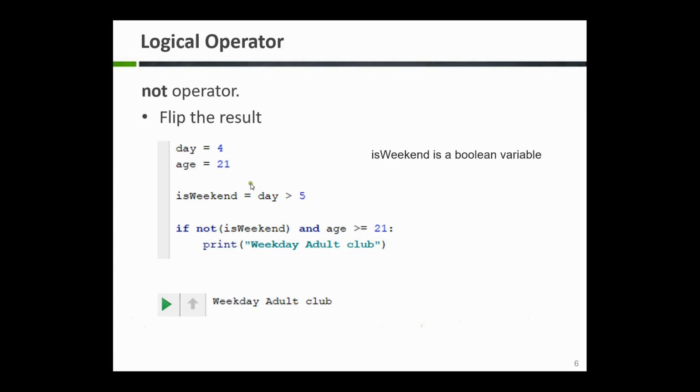Let's work through this example. Day equals 4, and 4 is not bigger than 5. So this returns false, and the false is stored in this variable. When we check not isWeekend, because this is false, not flips the result and returns true. So this returns true because it's not a weekend. And your age is 21, which is bigger than or equal to 21. This also returns true, which is why it prints weekday adult club, because both conditions are true. This is one simple example where we can use the not in a test condition.